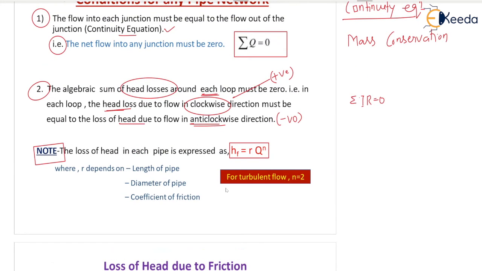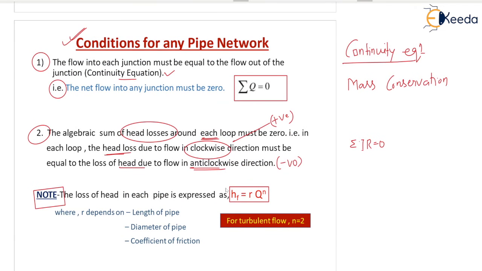Now we are going to see the loss of head in each pipe, expressed as HF equal to R Q to the power N. This is one equation we have. Head loss due to friction is equal to R into Q, which is discharge, and Q to the power N. We are going to see what N is, where R depends on the length of the pipe, the diameter of the pipe, and the coefficient of friction. The question is, sir, how did we get this?